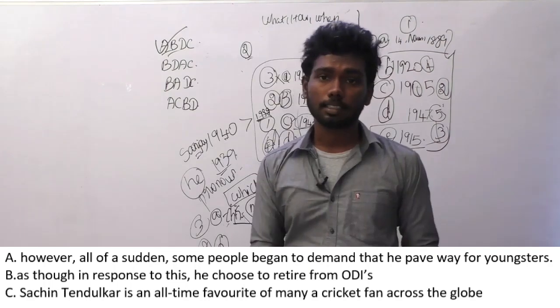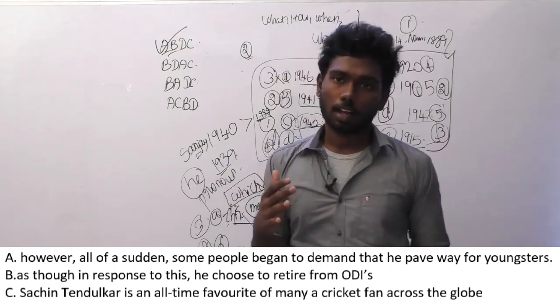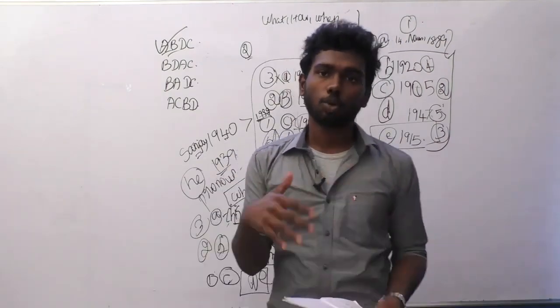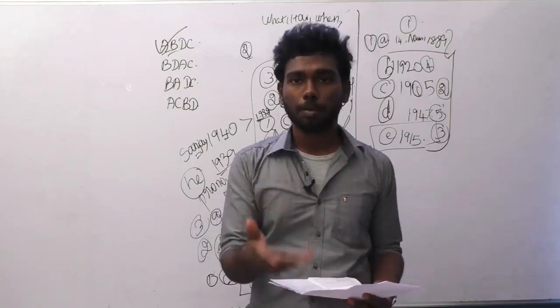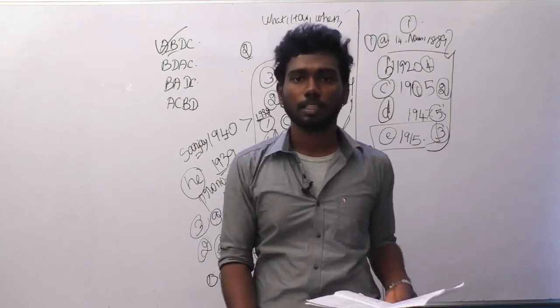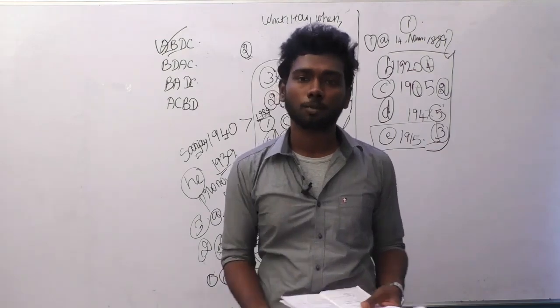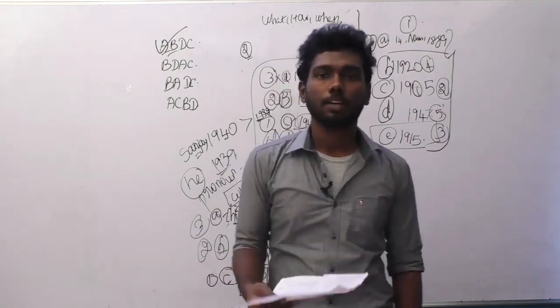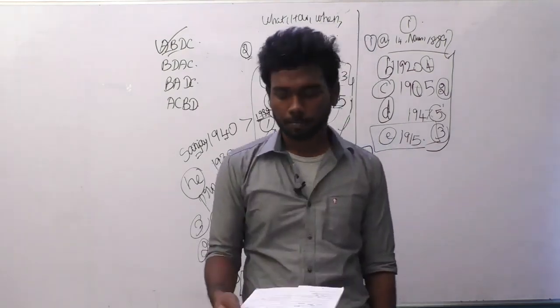The second sentence: we have to think, response to whose claim? Response to people's claim. They are saying Sachin Tendulkar should retire from ODIs. So option A will come second and option B will come third.